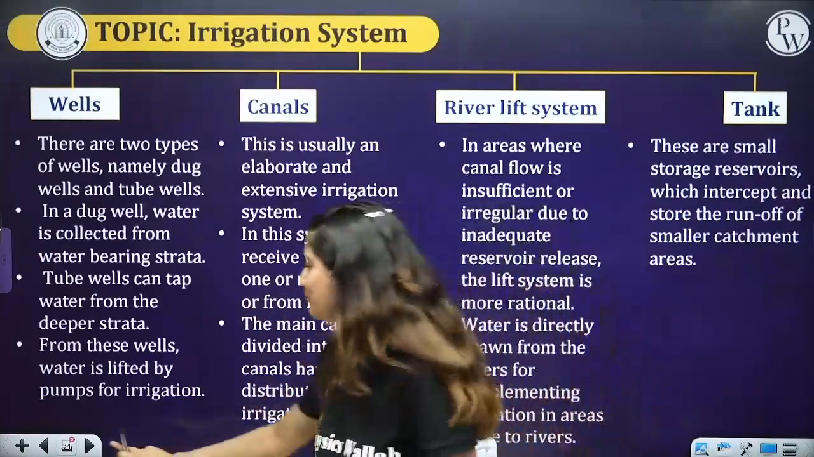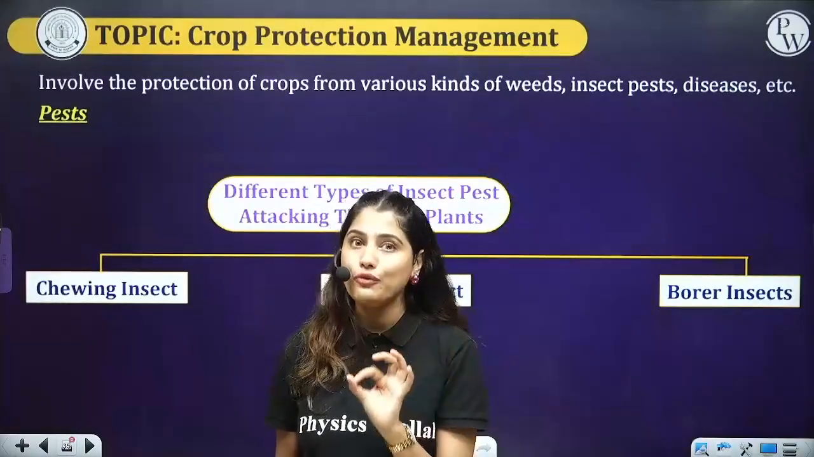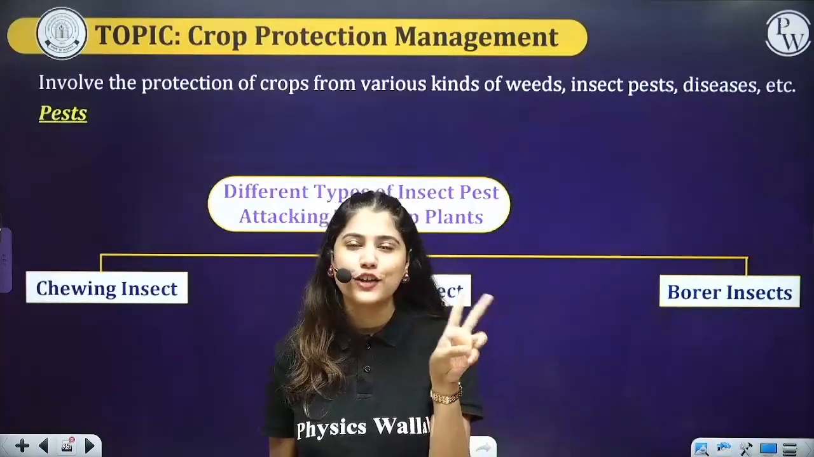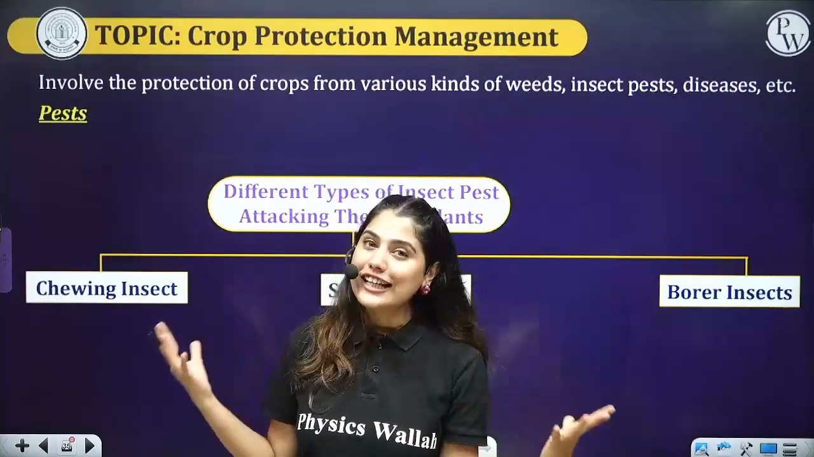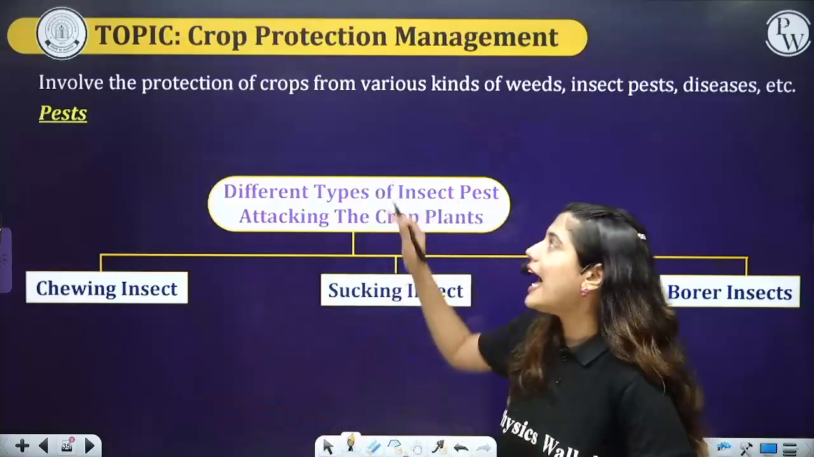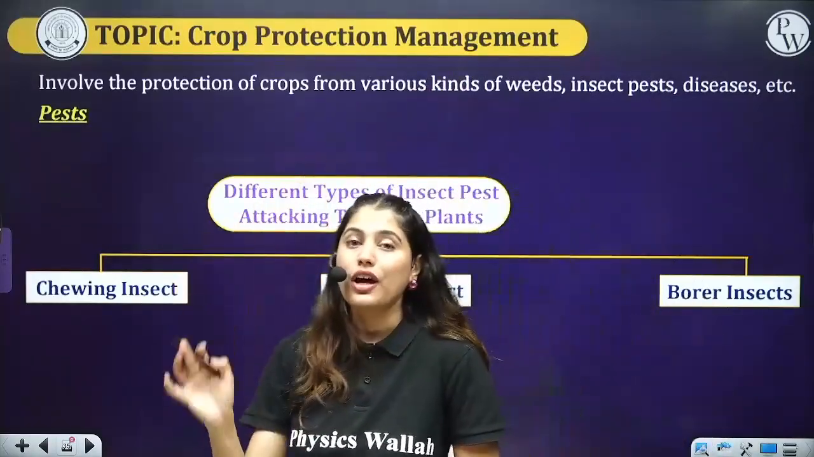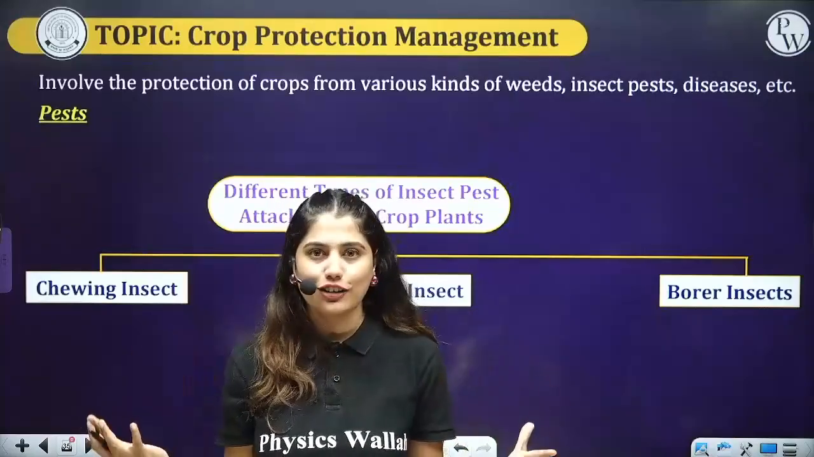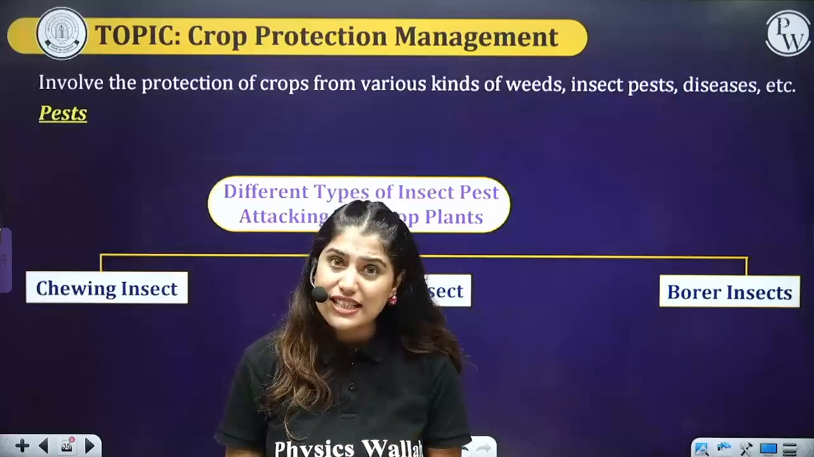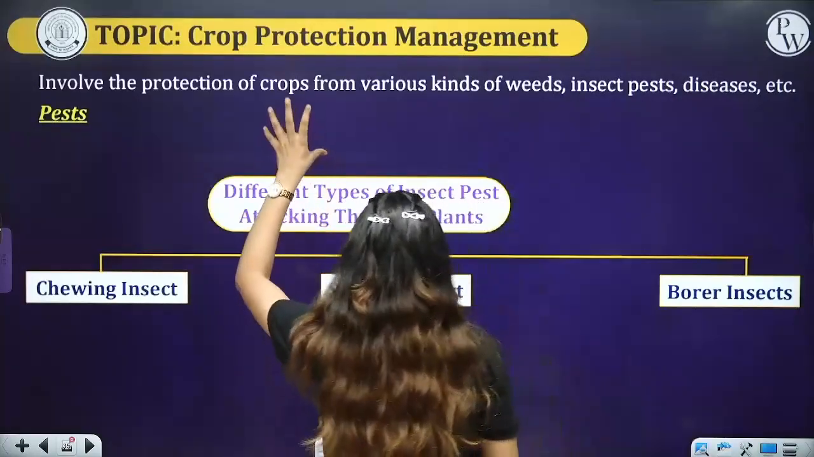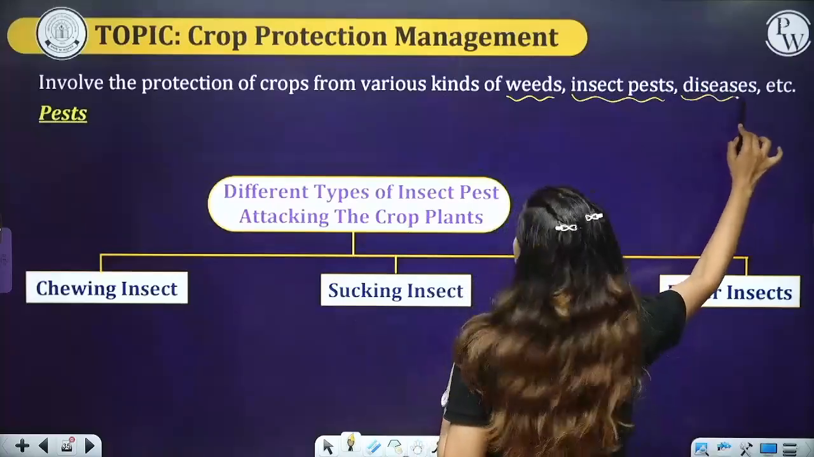Let's move ahead. Now we move to the third type. We are done with crop variety improvement and crop production management. Now we are moving towards the last part of increasing crop yield, and that is crop protection, right? We are protecting our crop. Now, crops need protection from what? Crops need protection from pests, weeds and diseases, right?